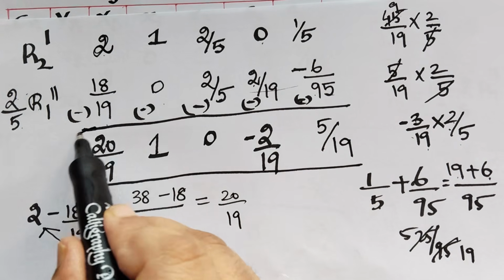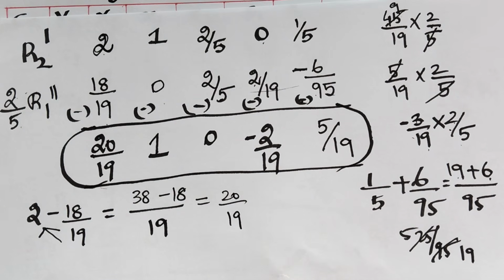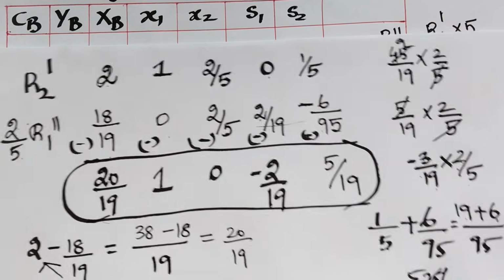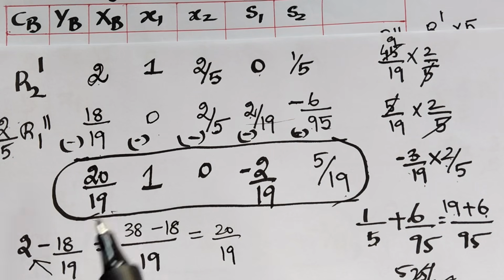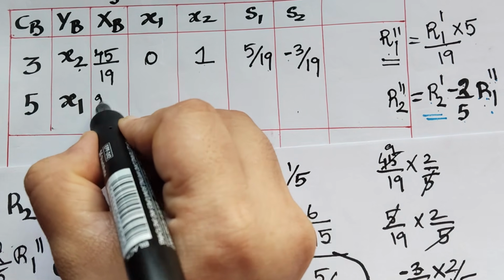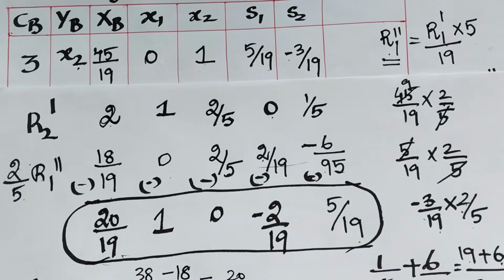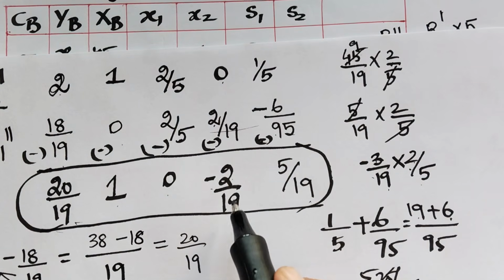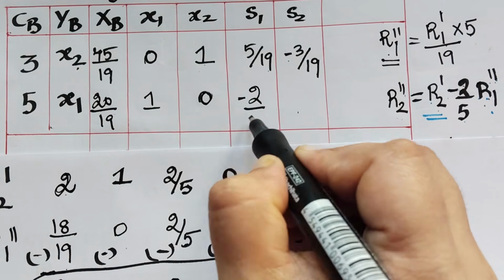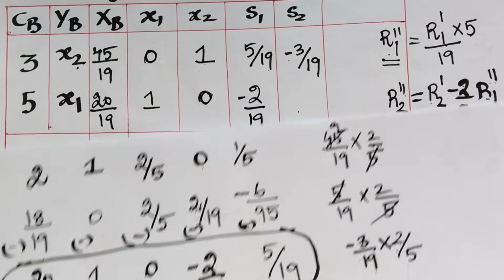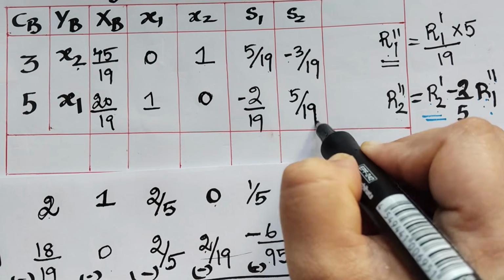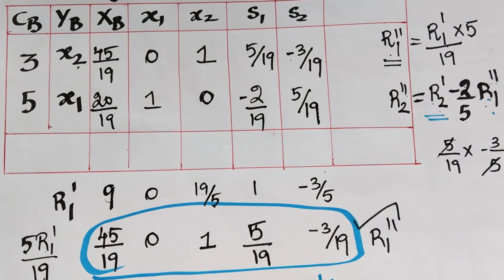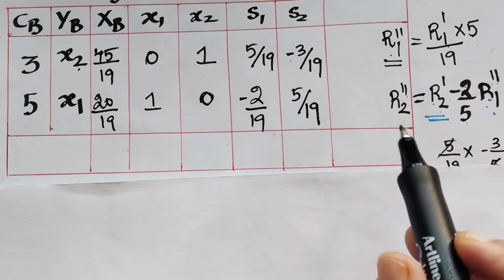So we have to take and substitute this in the table. So do this substitution very carefully. So here we have to fill up with these values that we have obtained. The first value is 20 by 19. So it is 20 divided by 19. Then 1 0. And then minus 2 by 19. And finally we have 5 by 19. So we have found R2 double dash. That is the new x1 values we have obtained. So do the calculations very patiently and carefully.